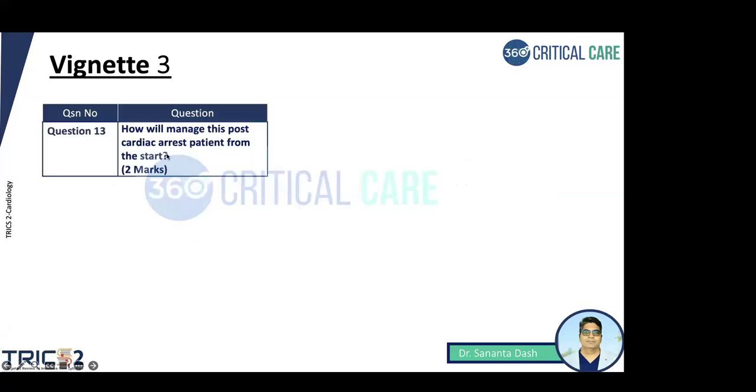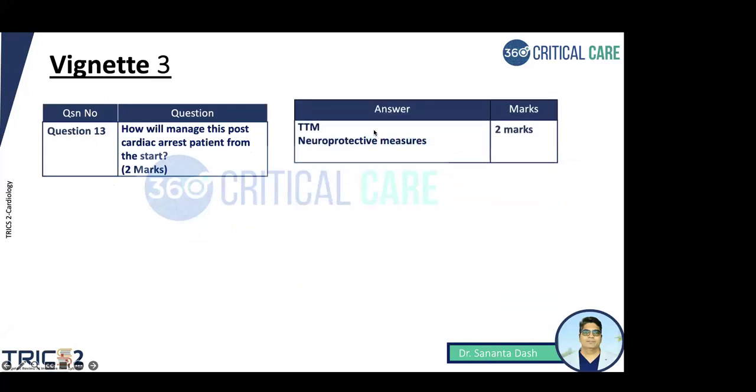How will you manage this post-cardiac arrest patient from the start? You need to have targeted temperature management. You don't have to do therapeutic hypothermia nowadays. In my setup, we maintain normothermia, and you need to have neuroprotective measures. These are the two important things that you do. So targeted temperature management and neuroprotective measures for 72 hours, to make sure that the patient gets adequate time to show any recovery sign.